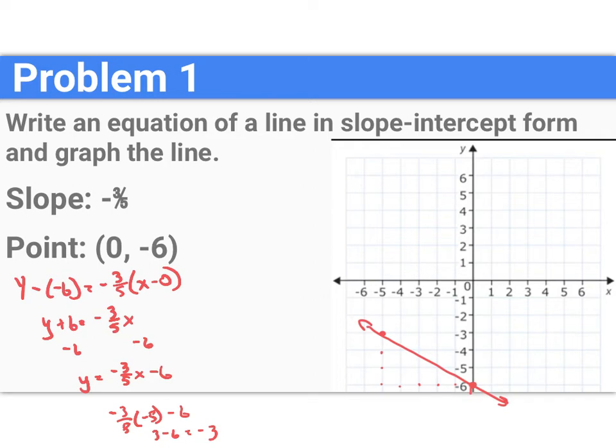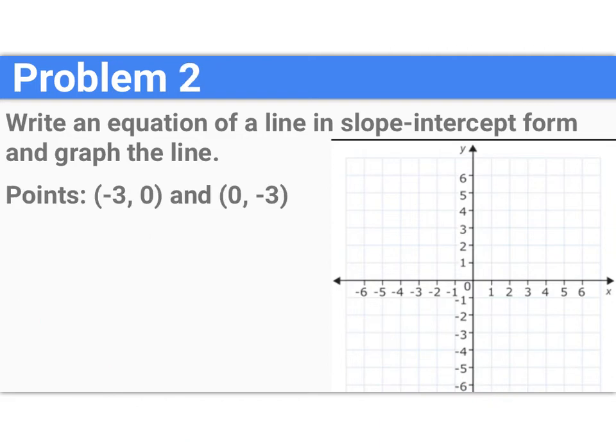So that is problem 1. Problem 2. Write an equation of a line in slope-intercept form and graph the line. So again, plot your points. Negative 3 minus 0, y1, y2, over x1, x2, 0 minus negative 3. Negative 3 over 3, which is negative 1.